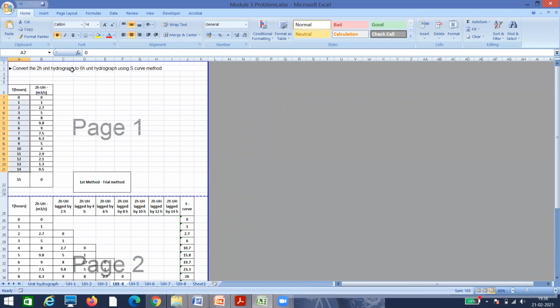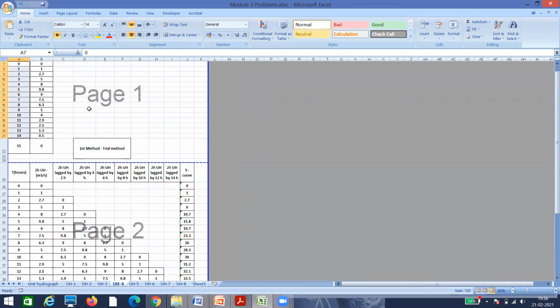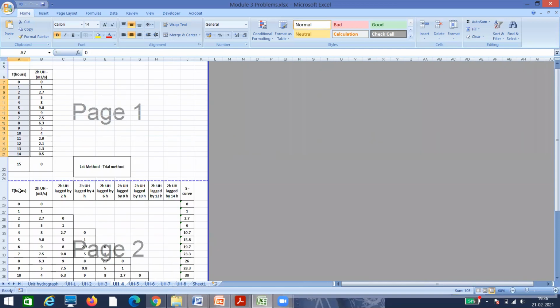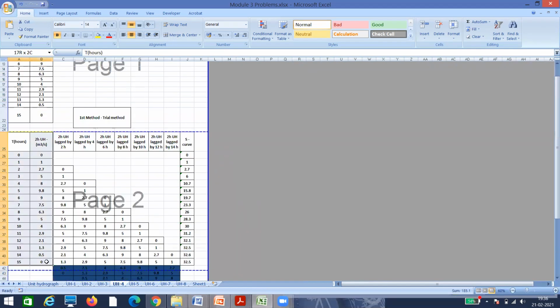So I'm converting here a 2-hour unit hydrograph to a 6-hour unit hydrograph. What I'm doing is taking down all these values. Then in the next column, I am lagging it by 2 hours. 2-hour hydrograph lagged by 2 hours. Then again the same, I am lagging it by 4 hours. So I'm starting at 2 here. I've just copied this value, lagged it by 2, lagged it by 4.